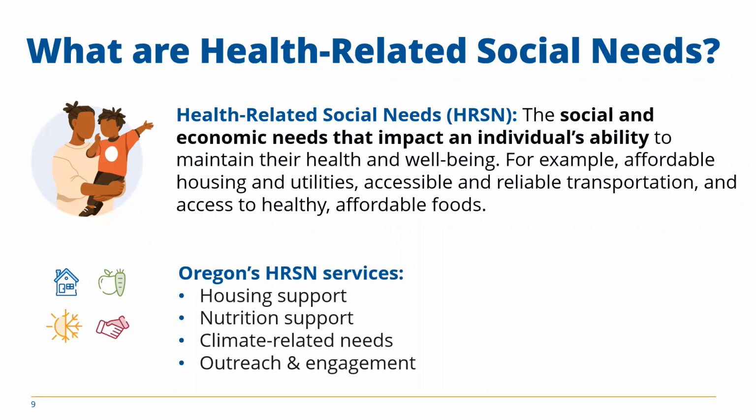So for example, in order to be able to go to a doctor's office and make an appointment, you need to have access to stable housing. You need to have food. You need to have a way to get to that office or technology to talk to a doctor. There's all sorts of things that are required for people to be able to access our healthcare system that live outside of the healthcare system. And so when it comes to the waiver, this has been put into 4 broad categories: housing support, nutrition, climate-related needs, and then a 4th category called outreach and engagement, which kind of encapsulates connecting people to those first 3.